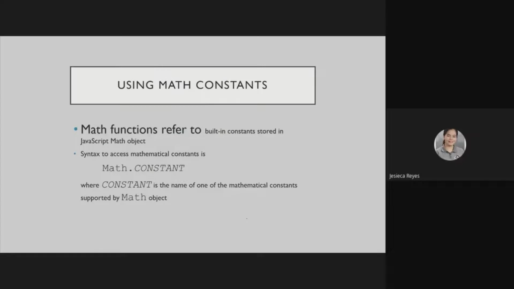Okay. Like pi. Right? The value of pi cannot be changed. It's constant. So those are properties of the math object having a constant value. So math constants refer to the built-in constants stored in the JavaScript math object. And this is the syntax to access the mathematical constants. Okay, Math.constant, and constant here is the name of one of the mathematical constants supported by the math object.